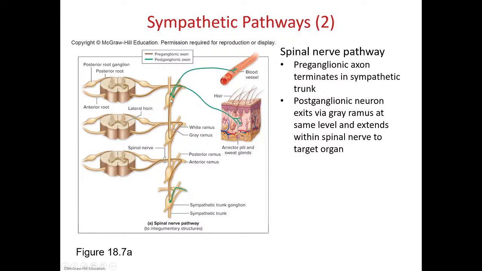And the postganglionic neuron is going to exit through the gray ramus at the same level and extend within the spinal nerve to the target organ. All right, to the target organ.